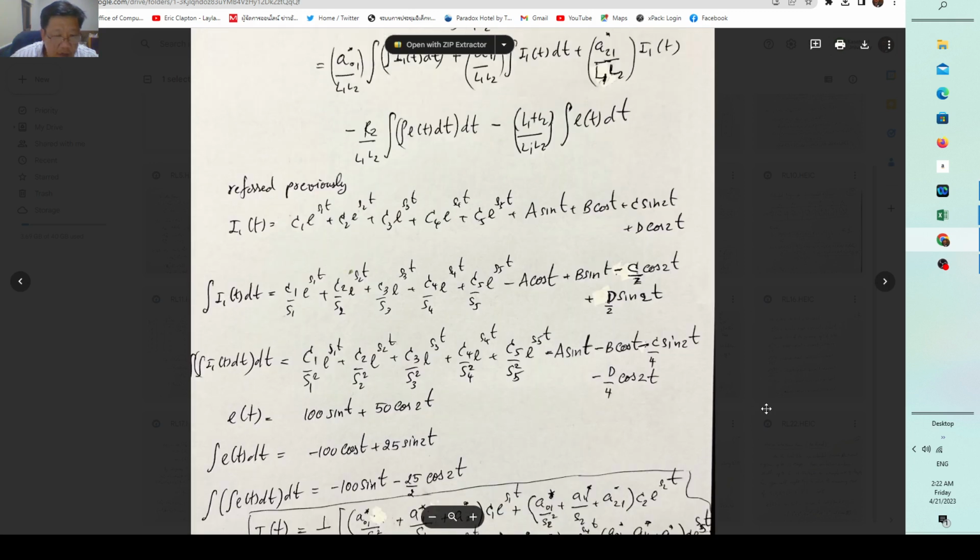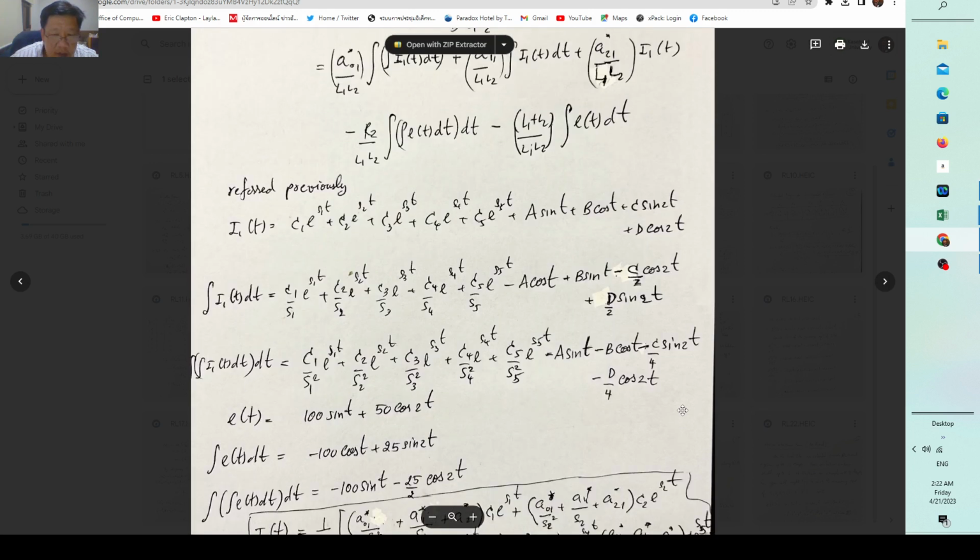This is what we did. E(t) is here. You find the integration of E(t) dt previously, and you find the integration again of the integration of E(t) dt. You get minus 100 cos t becoming minus 100 sin t. This one divided by 25 becomes minus 25 by 2 cos 2t. And in this one, you need to multiply this integration term by (L1 plus L2) divided by L1 L2, and this term multiplied by minus R2 divided by L1 L2.